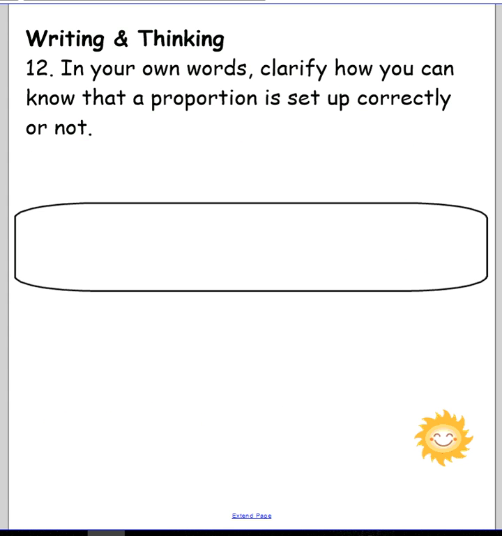Okay, so now think about this. Clarify or describe how you know that a proportion is set up correctly. Take a minute and jot your ideas down while you pause the video, and then you can look and see what I said. And then if you need to add anything to your ideas, go ahead.